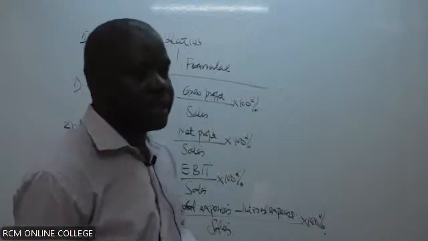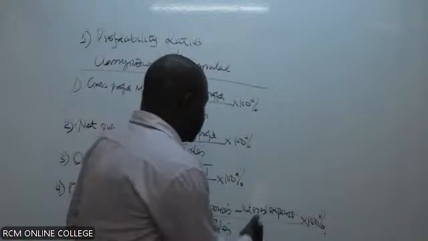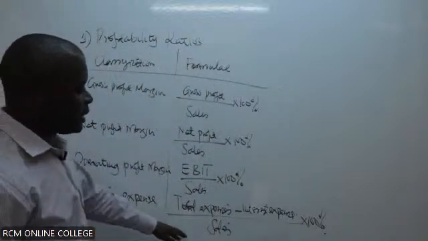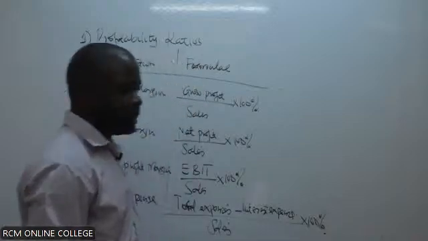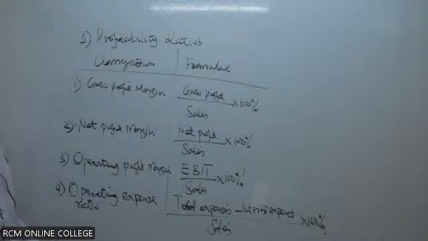So you'll have to eliminate the interest expense from the total expenses to get only the operating expenses. Then you divide by the sales and multiply by 100%. So these are the profitability ratios.